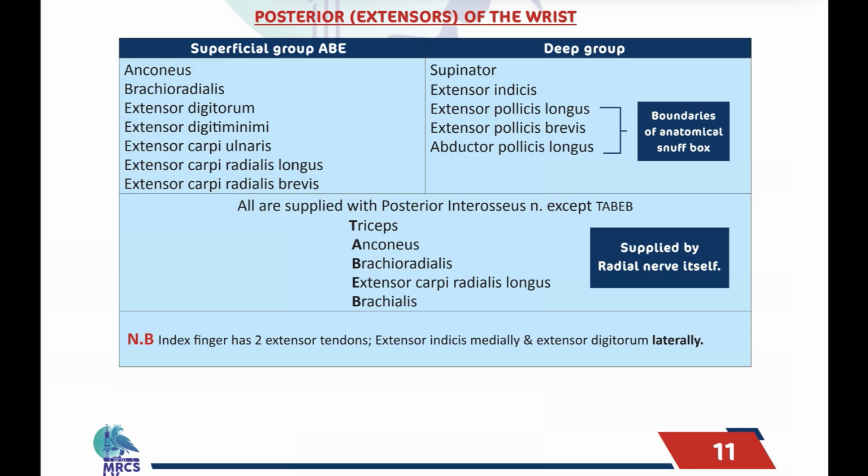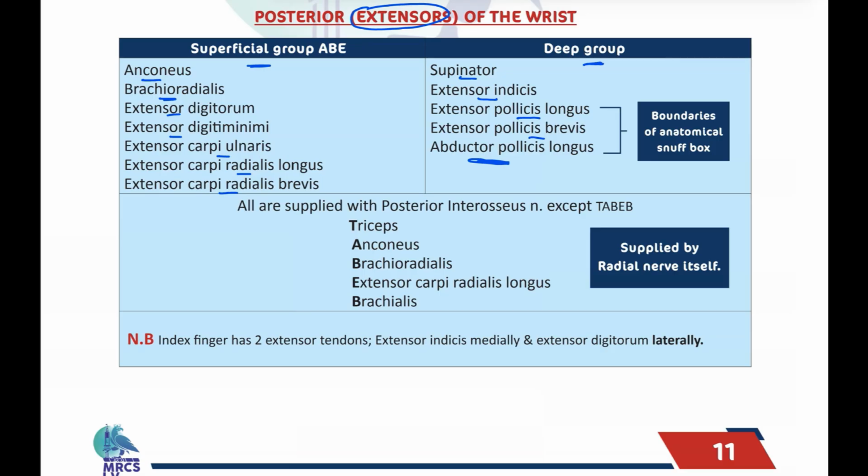Now we have the posterior aspect. The muscles are the extensors. Again, they are divided into the superficial group and the deep group. Superficial group has anconeus, brachioradialis, extensor digitorum, extensor digiti minimi, extensor carpi ulnaris, radialis longus, and radialis brevis. The deep group has supinator, extensor indicis, extensor pollicis longus, brevis, and the abductor pollicis longus muscles.